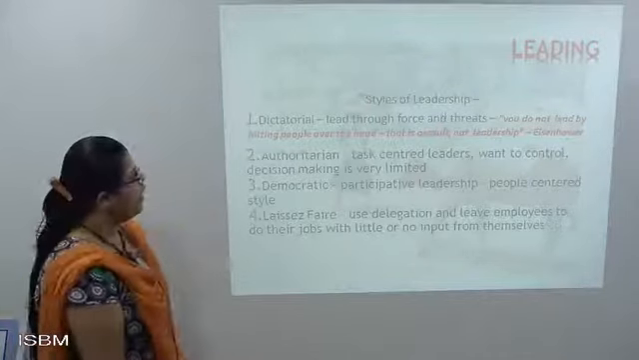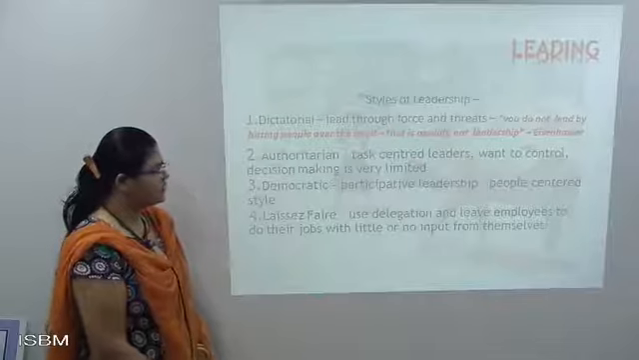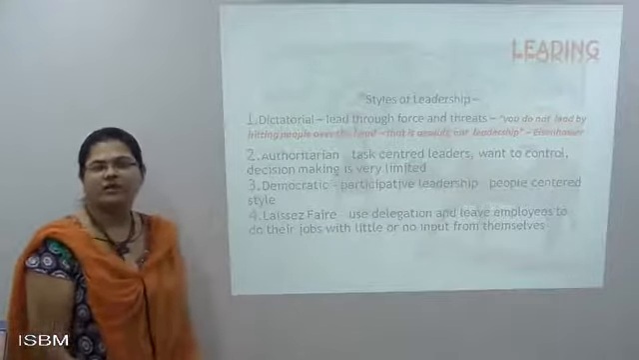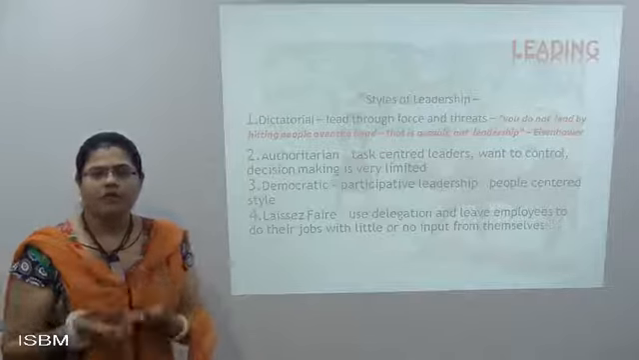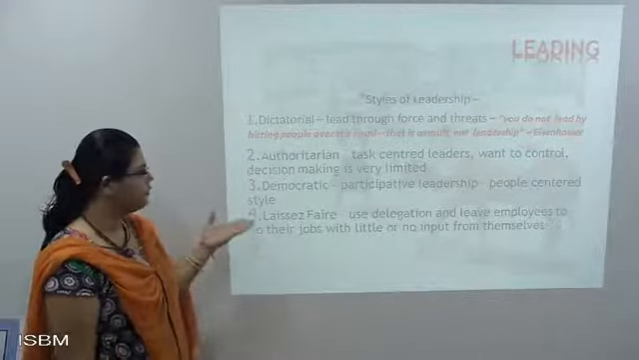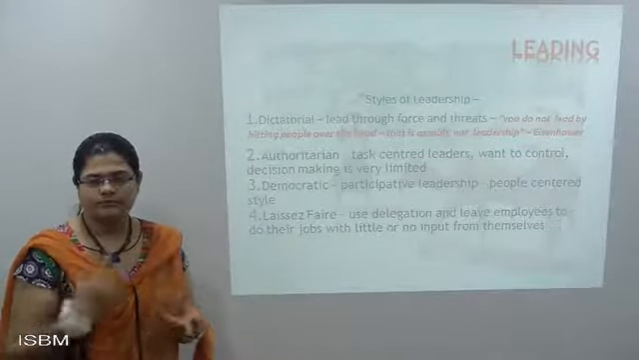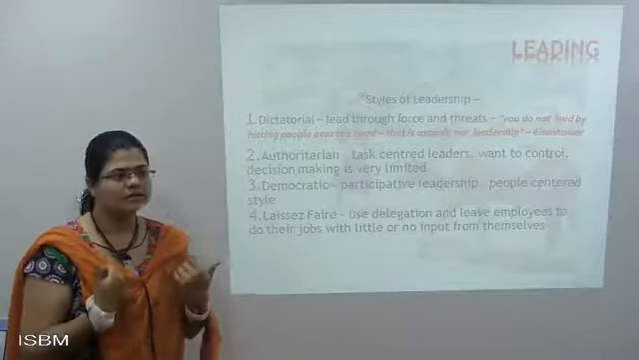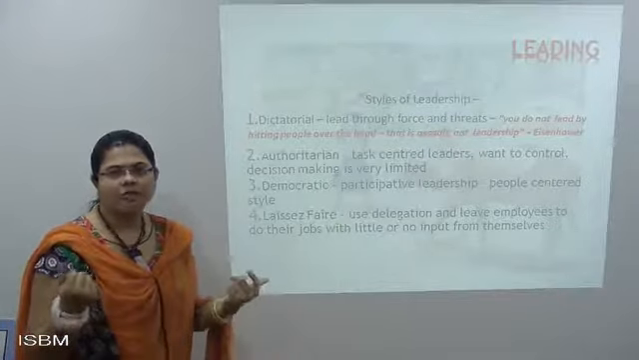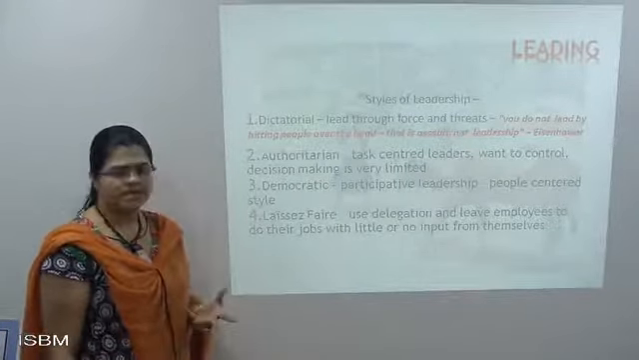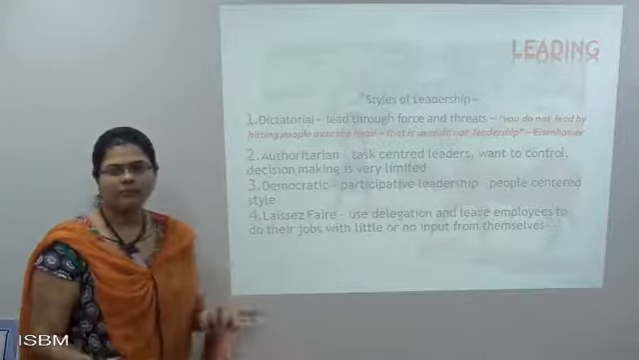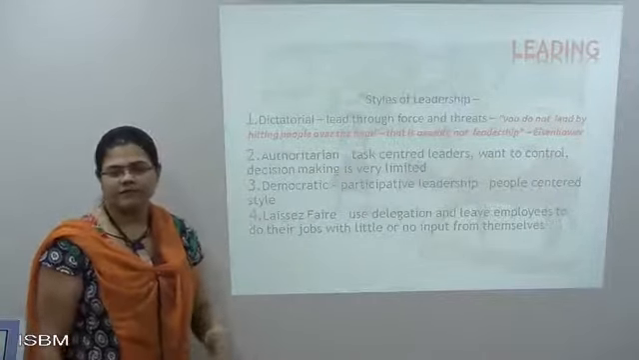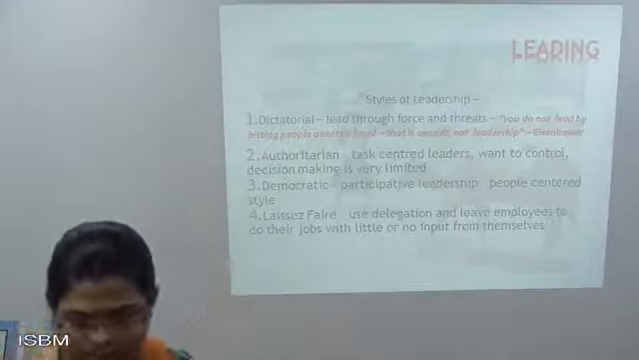Autocratic, which we have already discussed, democratic and laissez-faire. Autocratic is where he himself controls everything, gives all the views, and even controls the subordinates: what I say, only that you need to do. Democratic is a participative way of leadership, where people are encouraged to come up with ideas. Laissez-faire uses delegation and leaves employees alone: do whatever you feel like. Little work is given, but more and more interference happens, which also gives bias. So these are the different leadership styles.